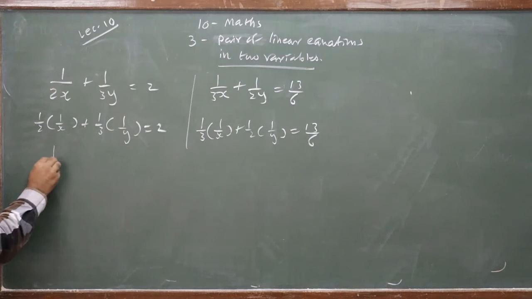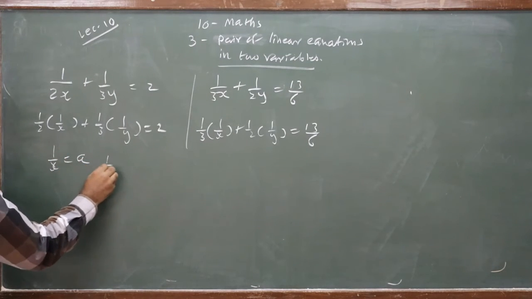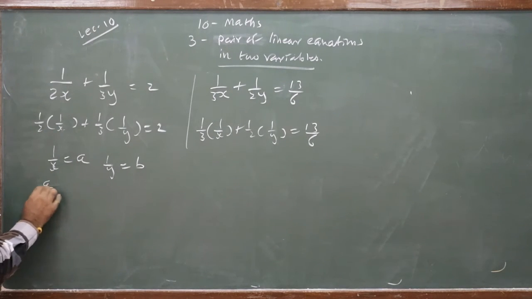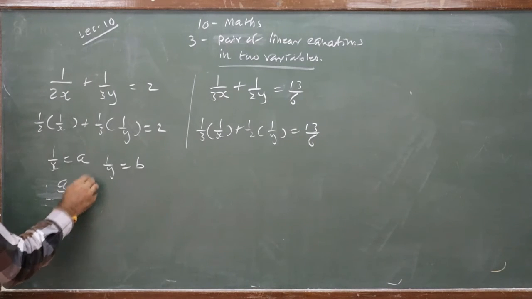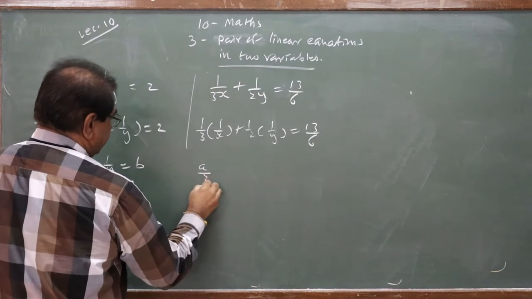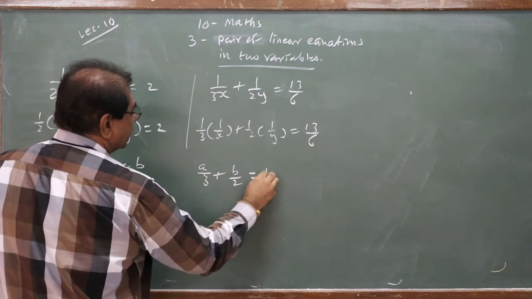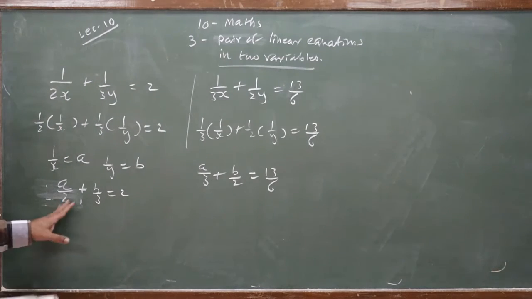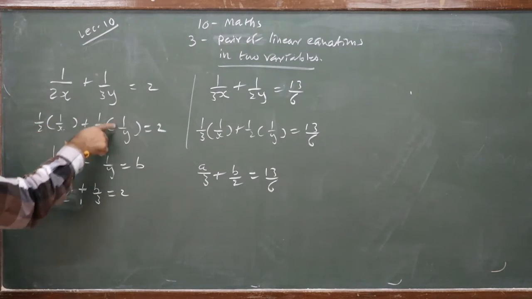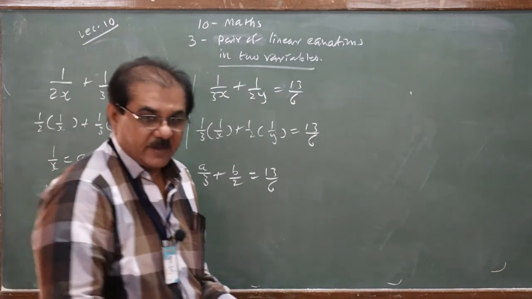So now you will assume, suppose 1 upon x is a and 1 upon y is equal to b. So here 1 upon 2a, 1 upon x is a. Okay? So it is a by 2. You can understand? 1/2 into 1 upon x is a. So it is a by 2. A by 2 plus b by 3 is equal to 2. Here a by 3 plus b by 2 is equal to 13 upon 6. So now you solve them, get the values of a and b, then you compare a and b with 1 upon x and 1 upon y and get the values of x and y. Okay?